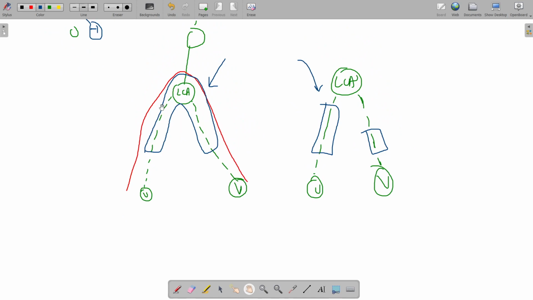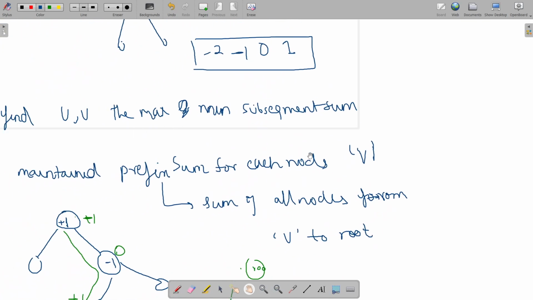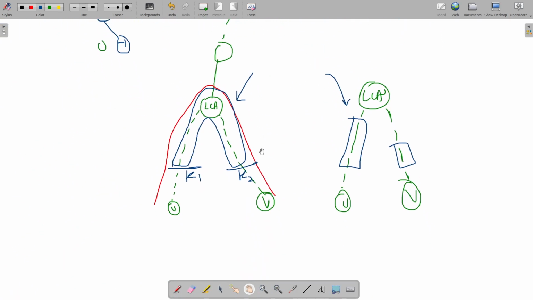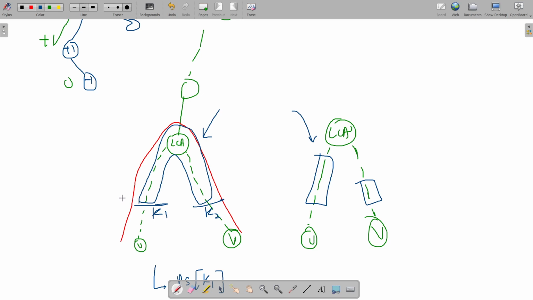Suppose that this is a subsegment which has the maximum sum, and this is some node k1, this is some node k2. All right. Now, can you tell me this value? I have given you k1 and k2. Can you tell me this sum using the prefix sums definition which I told you before? So it will simply be prefix sum. I'll call it PS of k1. So PS of k1 will be what? It will be the sum of all values from k1 to the root. Okay, the root will go up ahead somewhere.